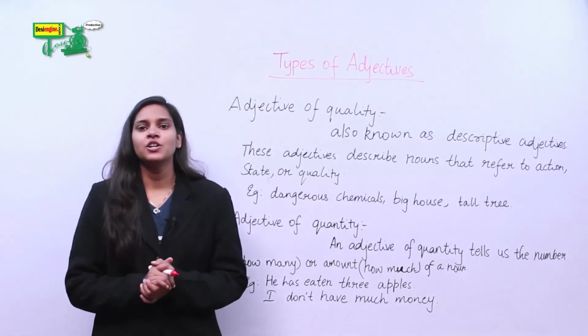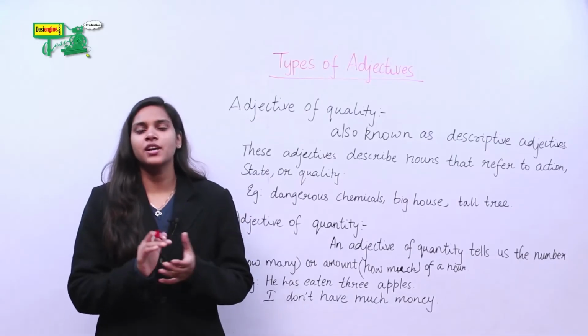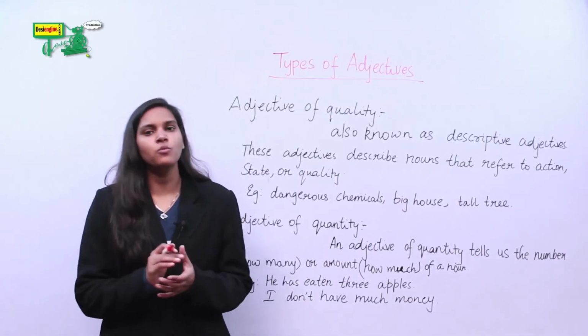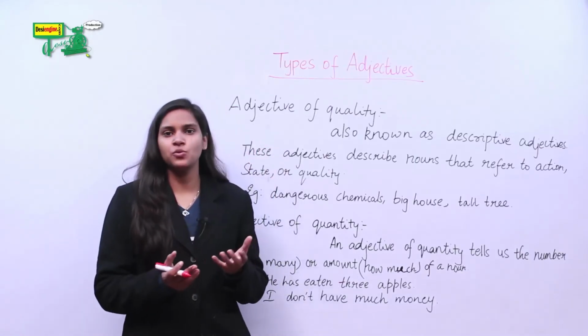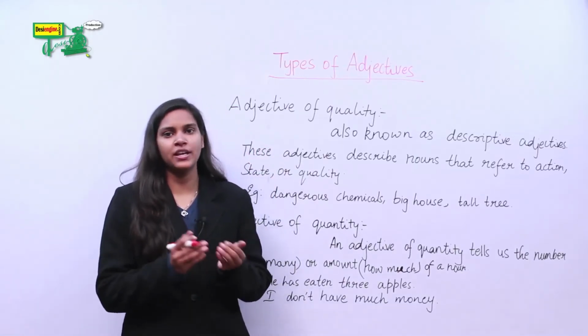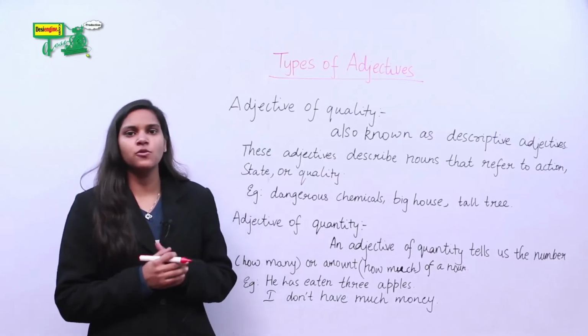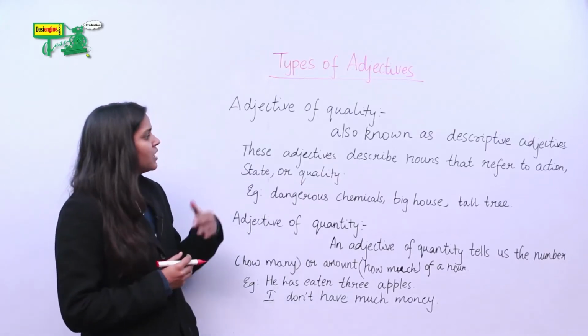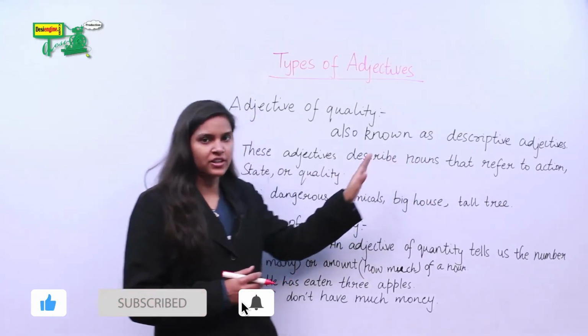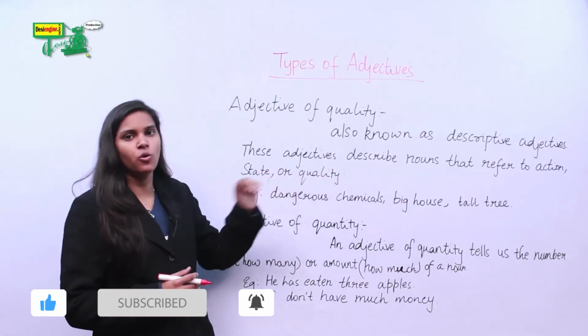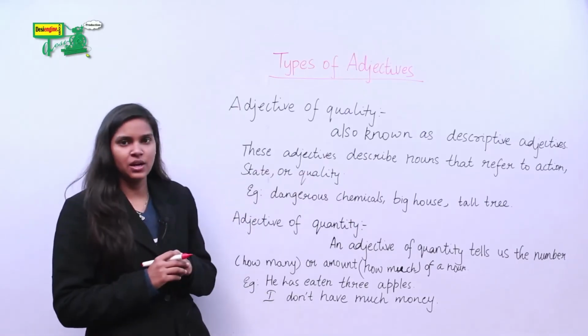Hello friends, today we are going to learn about the different kinds of adjectives. The foremost among them is adjective of quality. As we know, adjectives basically modify the nouns. What an adjective of quality does is, it describes the noun that refers to action, state or quality. Let's take a few examples.